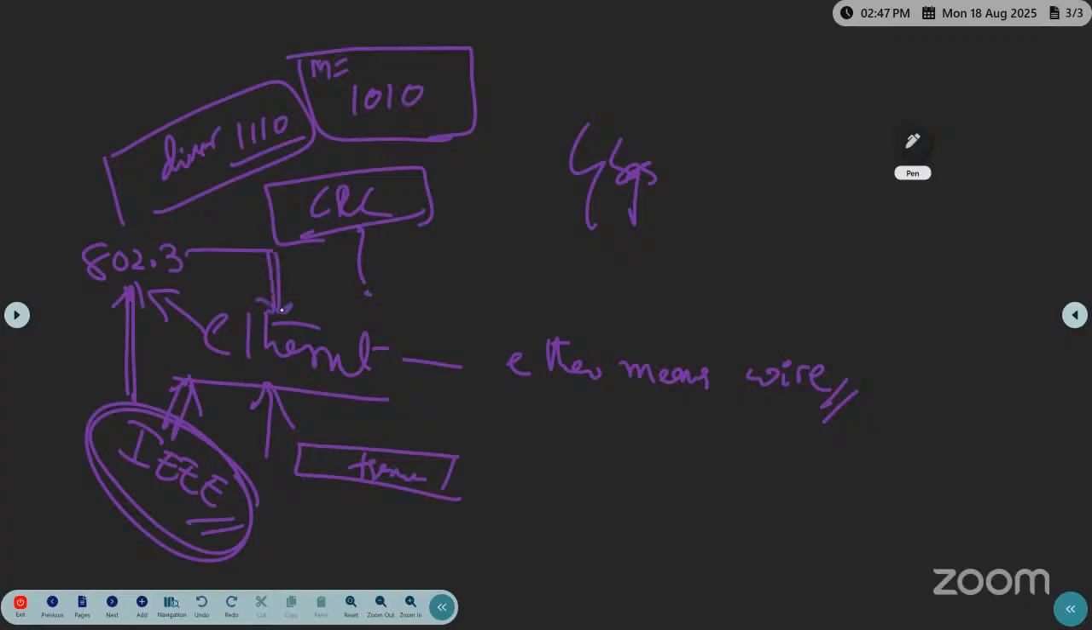We will discuss the 802.3 frame format. You may not remember 802.3 during the exam. What is 802.3? Ethernet. This standard is given by IEEE.